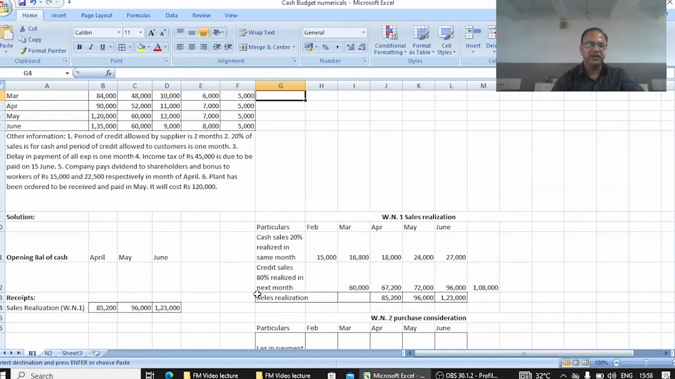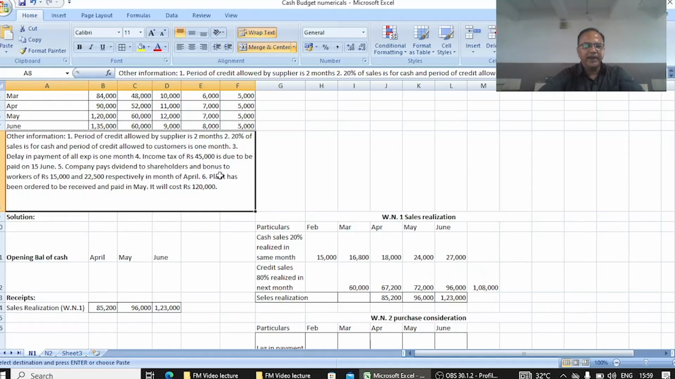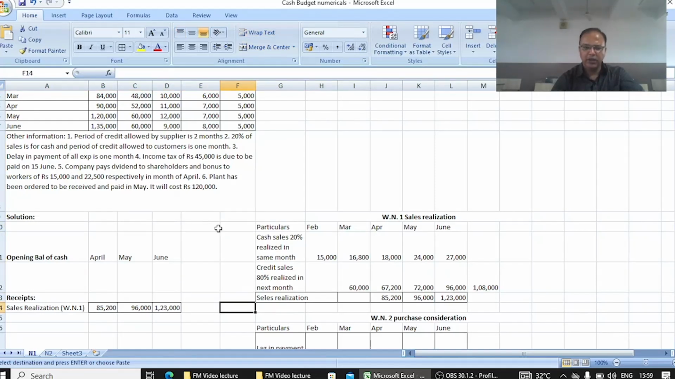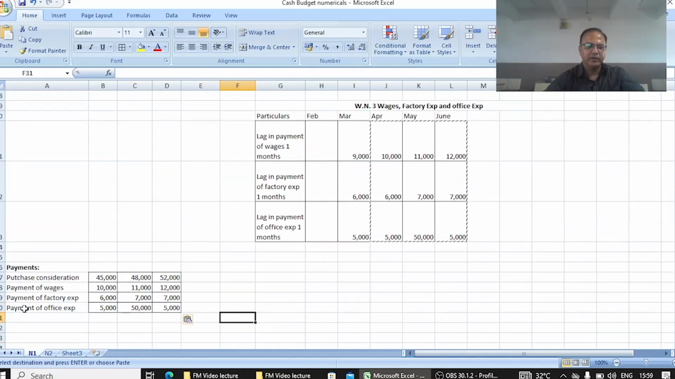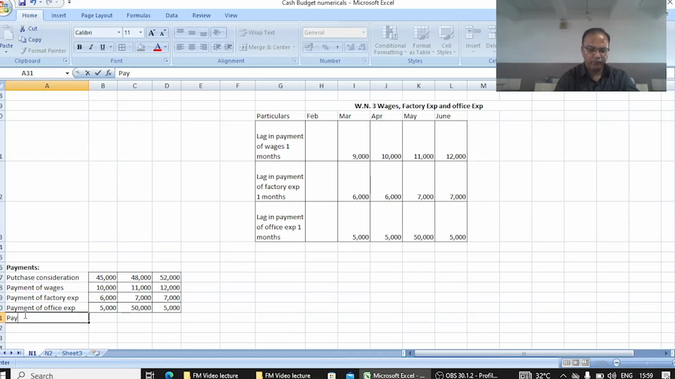Now let's read some other information given in the question. Point number 4. Income tax of rupees 45,000 is due to be paid on 15 June. Payment of income tax in June, amount 45,000.